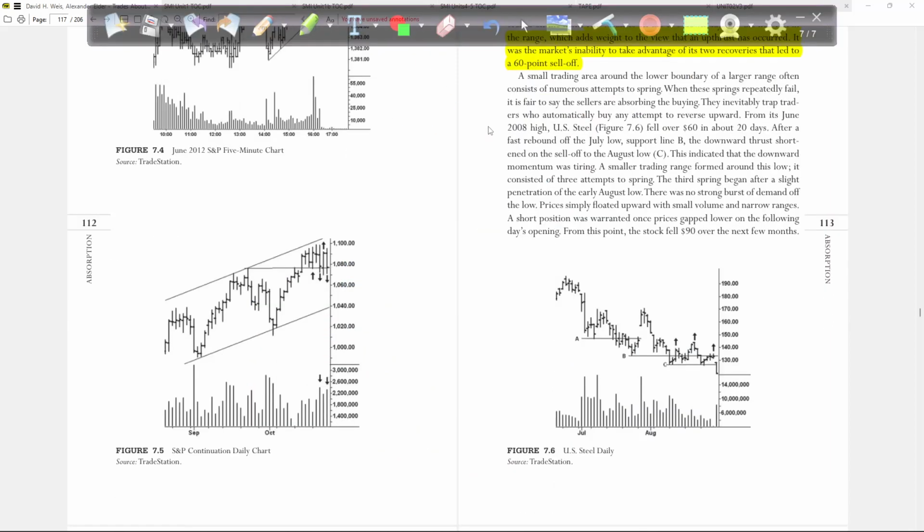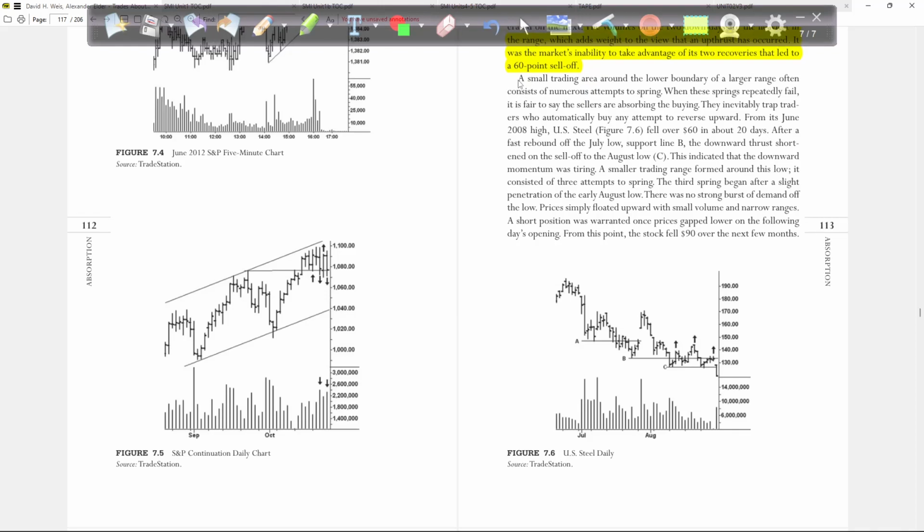So a small trading area around the lower boundary of a larger range often consists of numerous attempts to spring. When these springs repeatedly fail, it is fair to say the sellers are absorbing the buying. They inevitably trap traders who automatically buy any attempt to reverse upward.